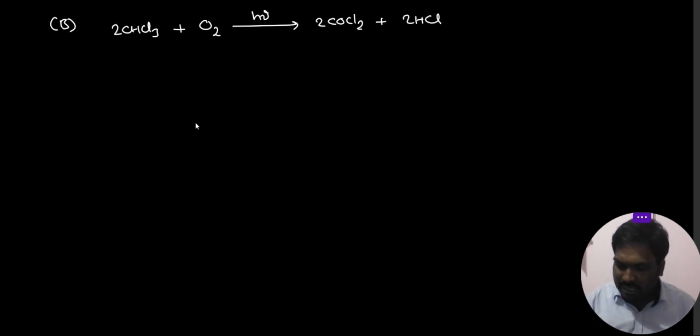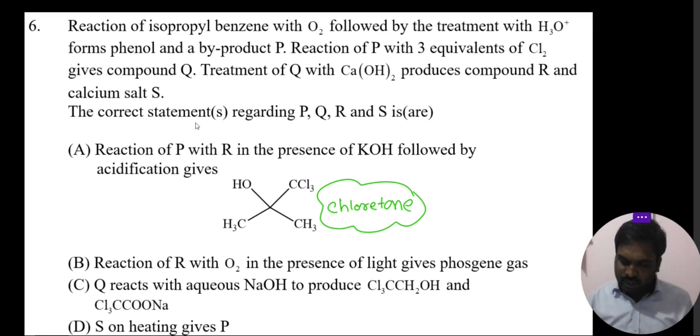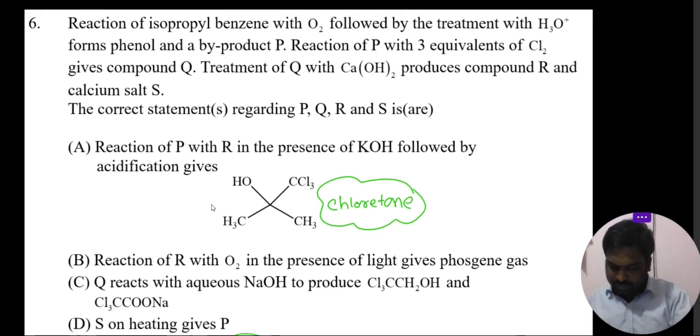Now, chloroform CHCl3 reacts with oxygen in the presence of UV light, then phosgene, a poisonous gas, COCl2, is formed along with 2 moles of HCl. This is phosgene. It is a poisonous gas. So statement B is also right. Understood?